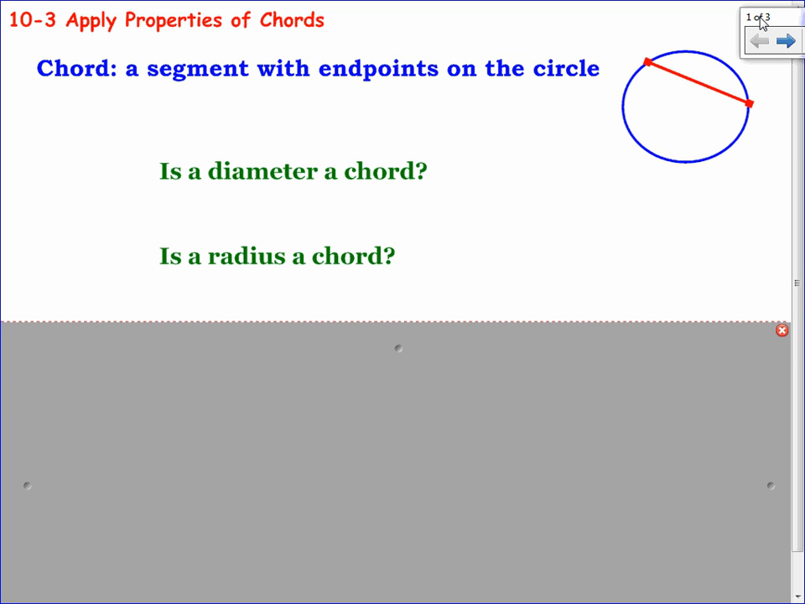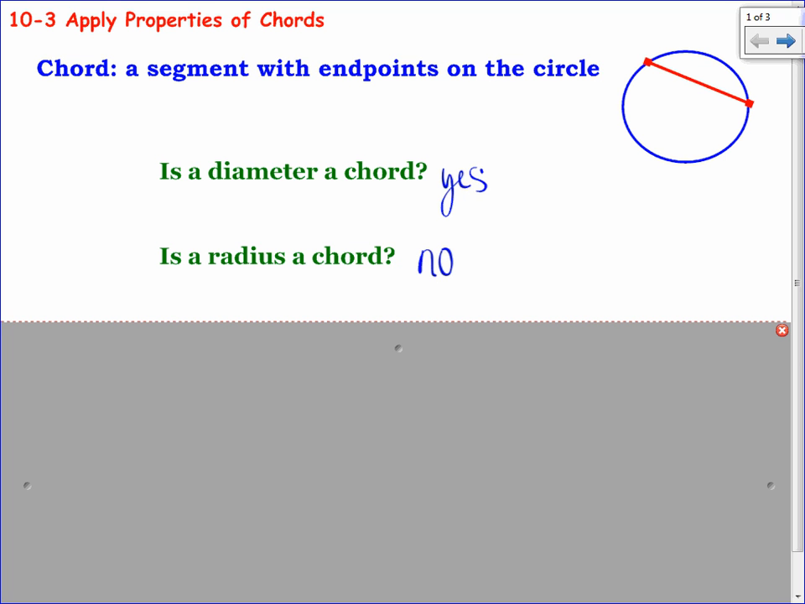Okay, so let's ask these two questions. Is a diameter considered a chord? Yeah. Look at the definition of what a chord is. Yeah. So is a diameter a chord? Yes. Okay, is a radius a chord? Why? Where's one of the endpoints? On the center, which is not on the circle.